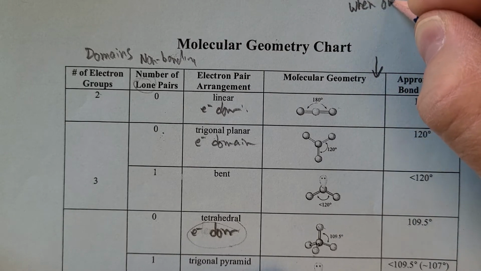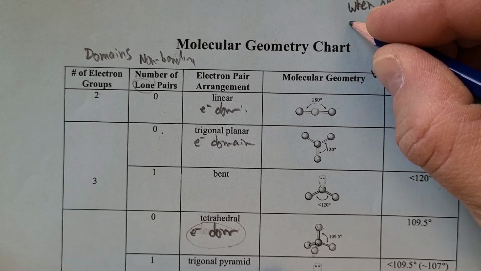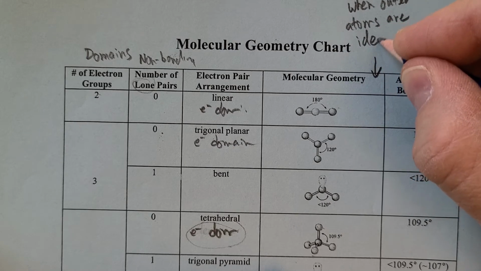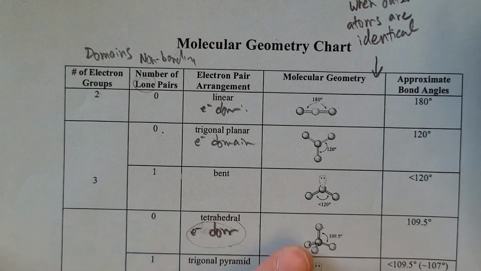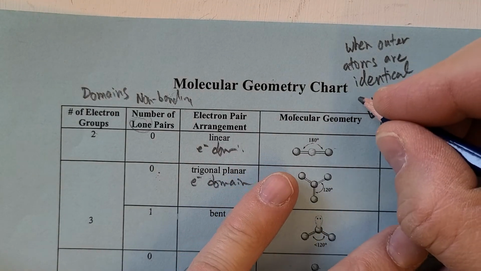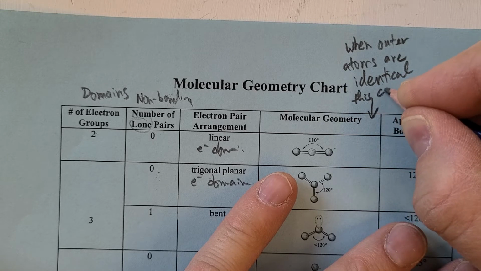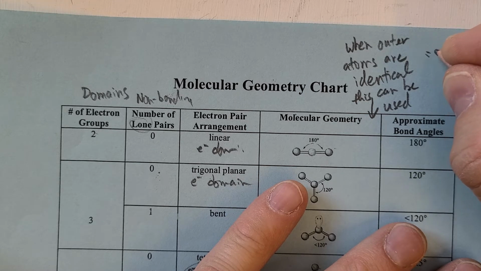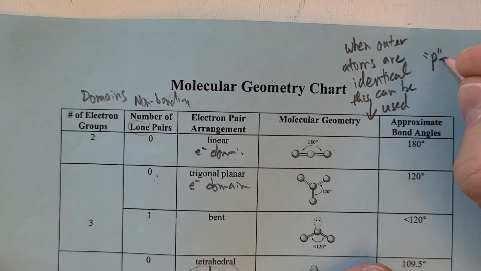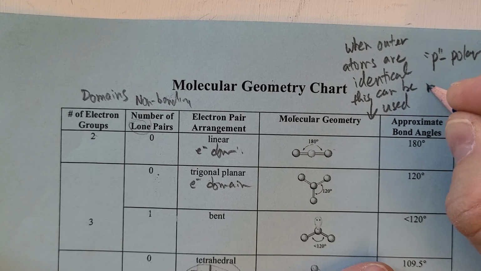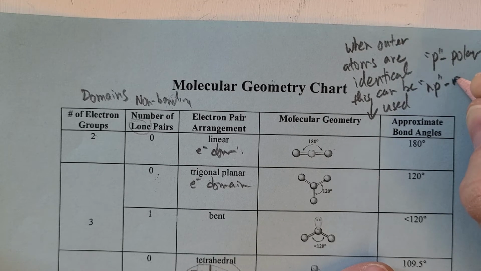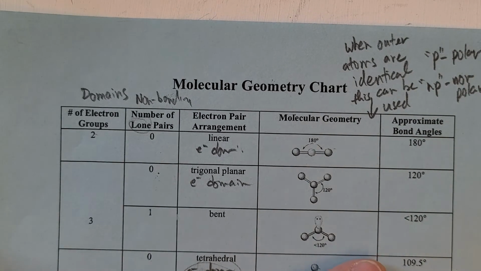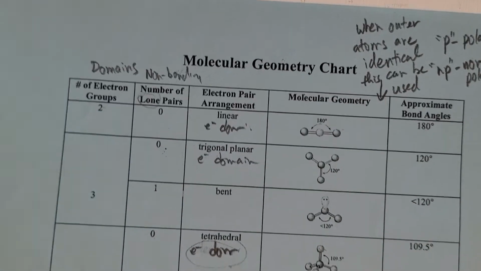So we'll say when outer atoms are identical, this can be used. So we have P, which is going to be representing polar, and NP, which represents nonpolar.